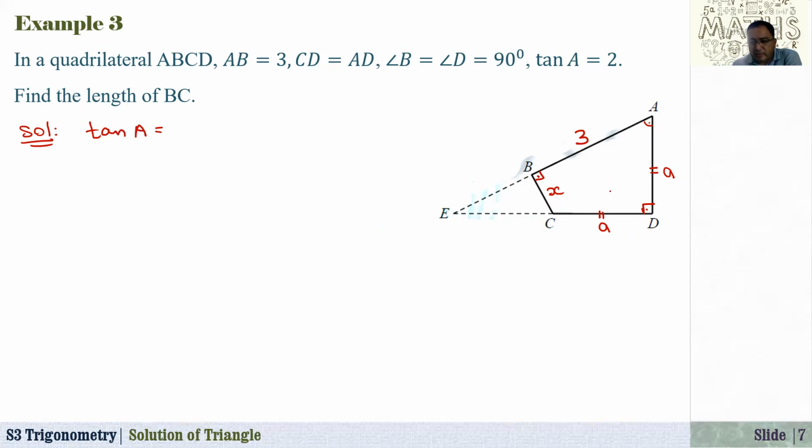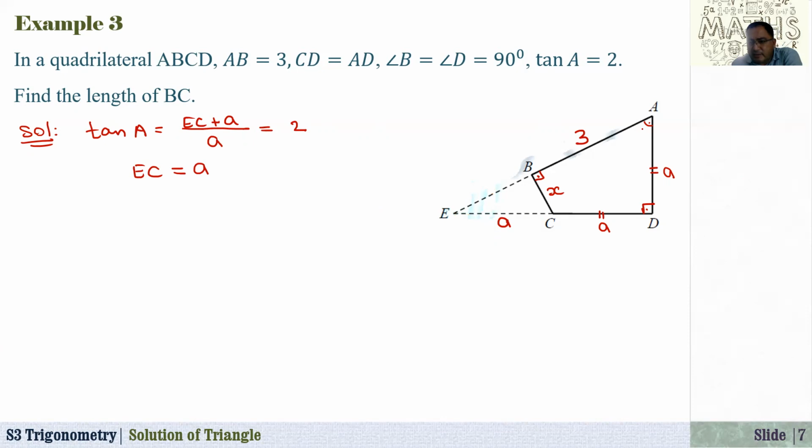Tangent of A in the right angle triangle is the opposite side over the adjacent side. The opposite side is EC plus A, over adjacent side A, and that is equal to 2. Now, if you just solve this, you will get that EC is equal to A. So now this EC is equal to A. That means that this is 2A.